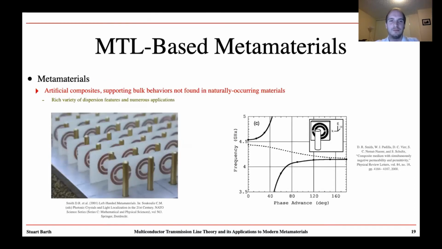So now, MTL-based metamaterials are evolved from the base class of metamaterials, which of course are artificial composites supporting bulk behaviors not found in naturally occurring materials. And of course, we know that metamaterials support a rich variety of dispersion features with numerous applications. I'm assuming you're familiar with those, so I won't be going into all of them. But basically what I've shown here on the left is a very canonical metamaterial medium, split ring resonators and wires. And we know that this supports a number of interesting wave phenomena.